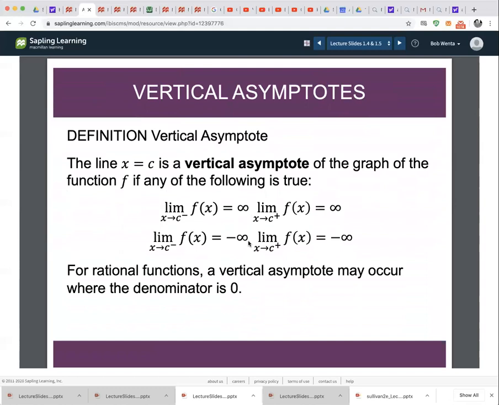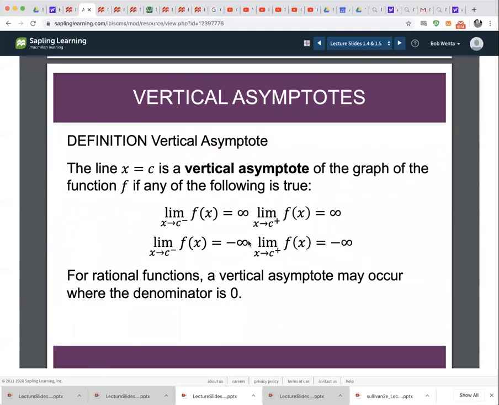Whereas, for the vertical asymptote we were just talking about, x equals c is a vertical asymptote if any of the following are true. If you come in from the left, the function goes to infinity. If you come in from the right, it goes to positive infinity. Or if you come in from the left, it goes to negative infinity.